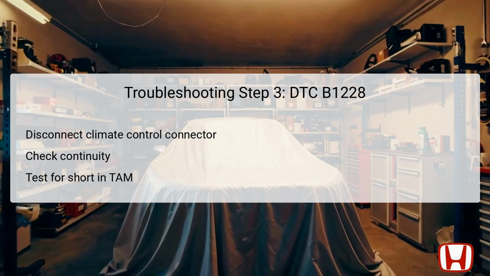If there is continuity detected between these 2 points, this confirms a short to body ground within the wire running between the climate control unit and the outside air temperature sensor, requiring repairs. If there is no continuity, the TAM wire is confirmed to be okay, and in this case, the climate control unit should be replaced to resolve the issue.